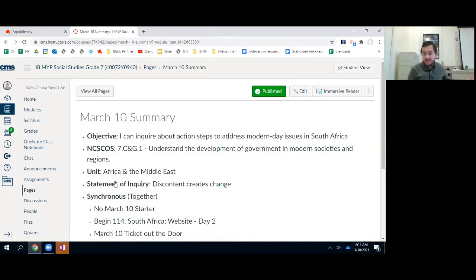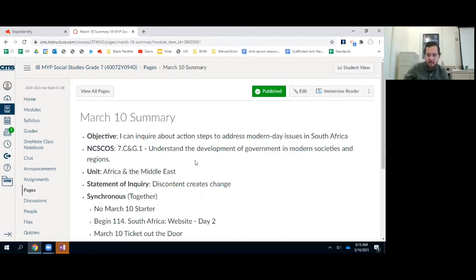So yesterday was identifying issues, modern day issues in South Africa, these different inequities between the groups of people. Now you're going to research different action steps or what can be done, what other people are doing to address these issues. Okay. The North Carolina Standard Course studies continue to be understand the development of government in modern societies and regions. Unit Africa and the Middle East.